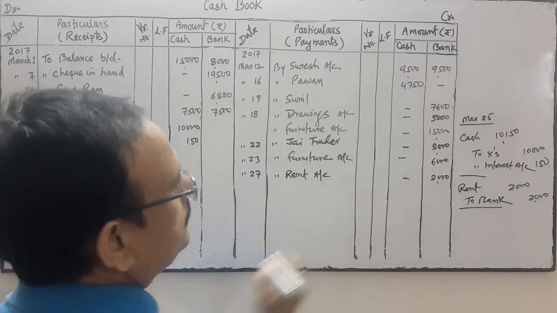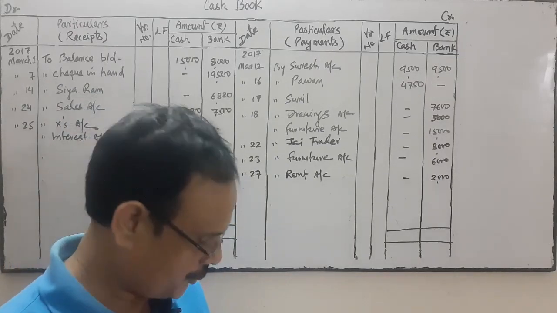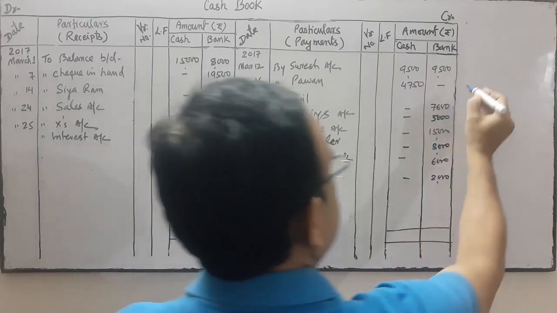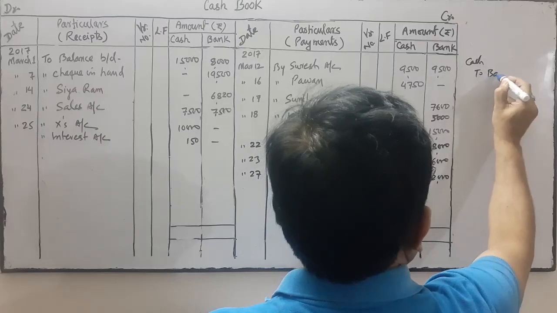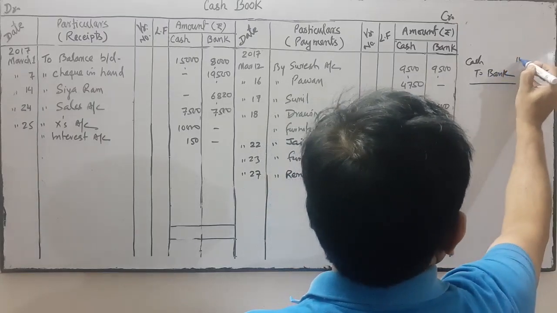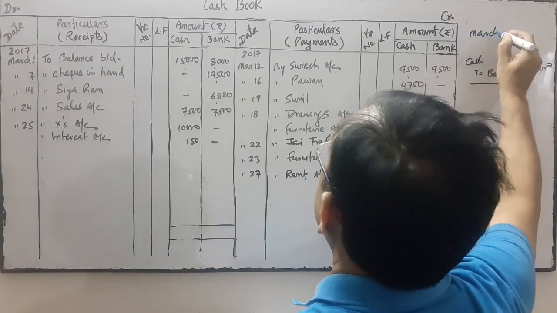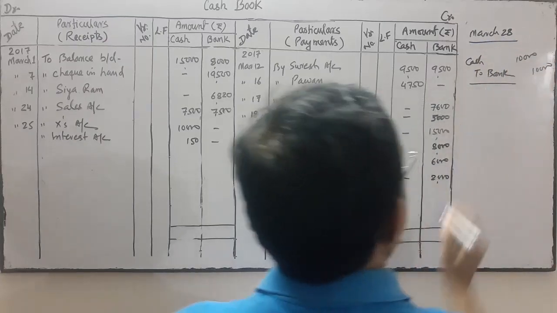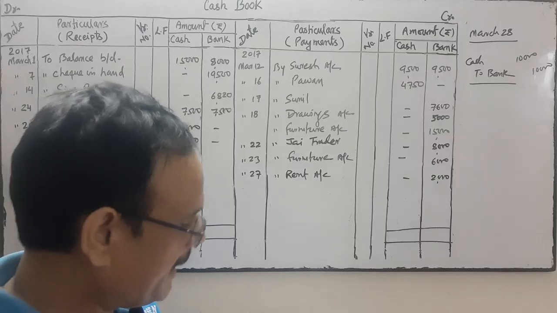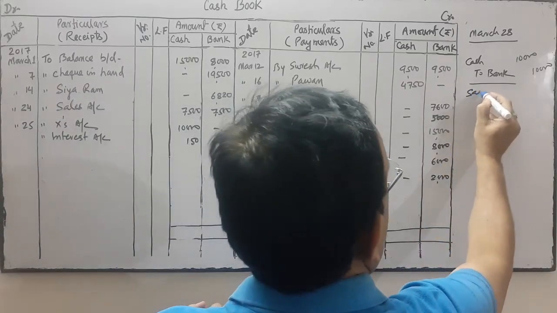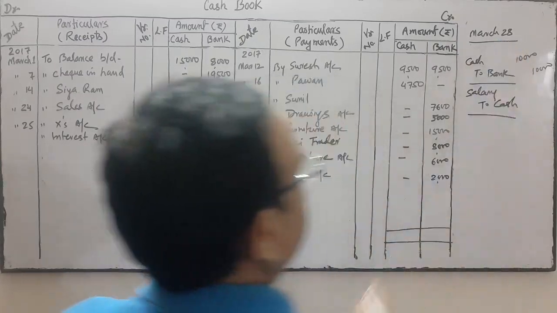Now see the entry of March 28. Cashed a check for rupees 10,000. So cash account debit to bank account 10,000. The entry date is March 28. Cashed a check for 10,000 and paid salary in cash. Salary account debit to cash account. These are the two entries on this date.